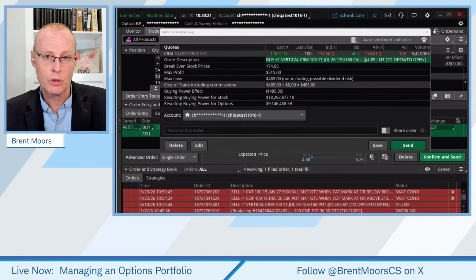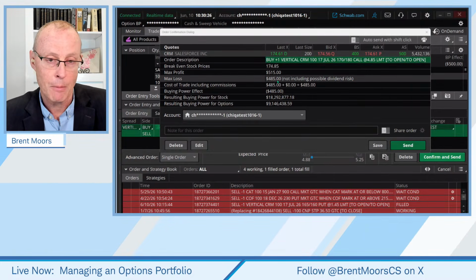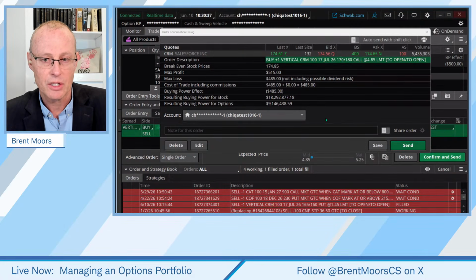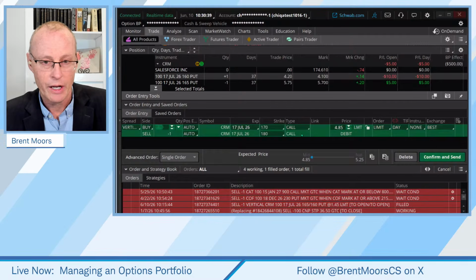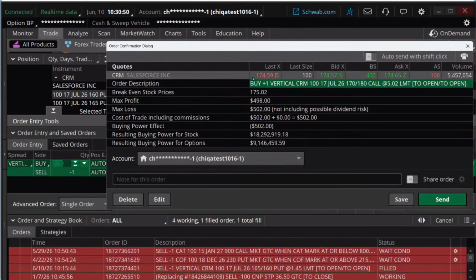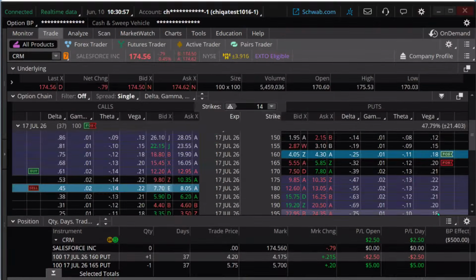If you were to choose the same strikes, the reward to risk numbers and the probabilities would be pretty similar. But remember, we're trying to keep those contracts out of the money as much as possible. I'm going to send this trade here in just a minute. Anytime you do a vertical spread in Thinkorswim, it defaults to the mid price. I'm going to go up here, confirm and send. I'm going to review this. I'm going to put this one in my long verticals category, send.